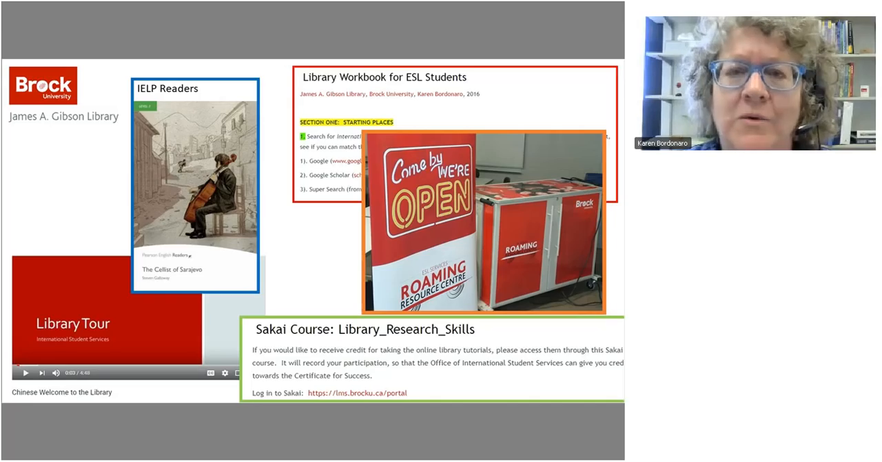Self-access in and of itself, though, has to do with supporting language learning. So I just wanted the library to be a piece of that. And then the Sakai course, that's just our course management, library skills, library research skills. That's online tutorials that are open and freely available. So those are just little glimpses of some other projects that we did, and you can find the links for those on the International Student Web Guide.